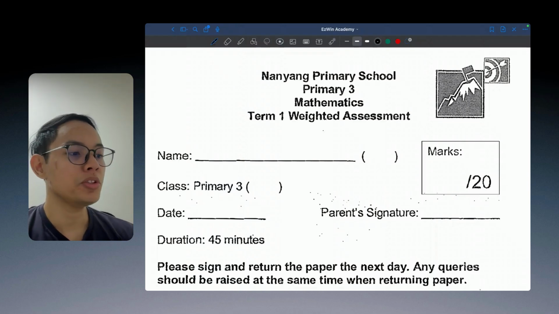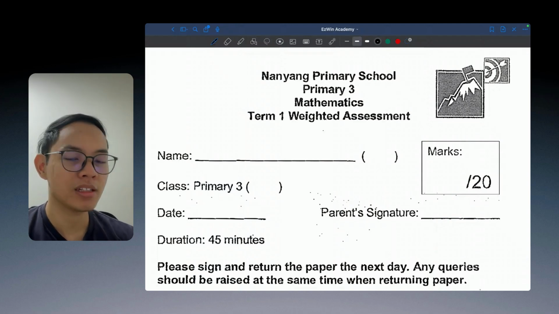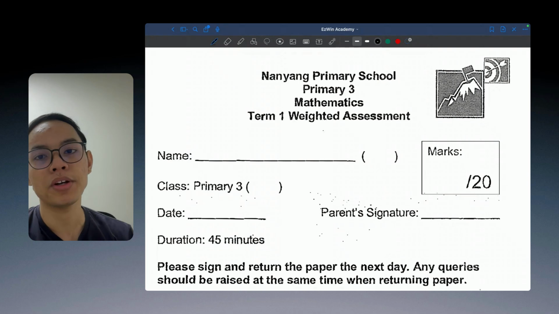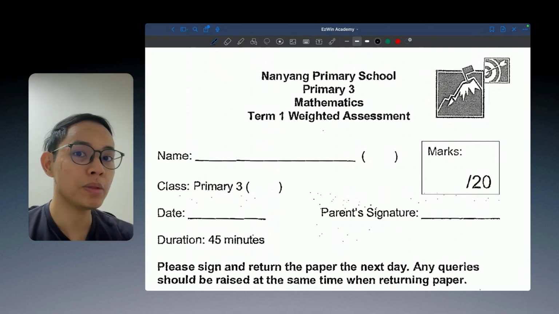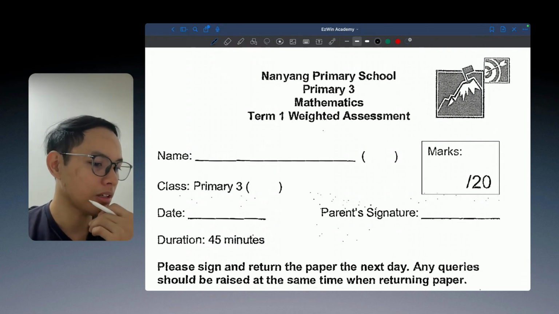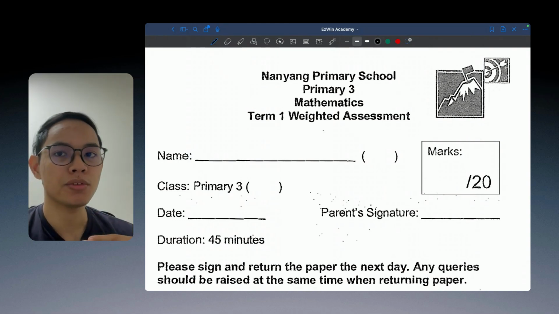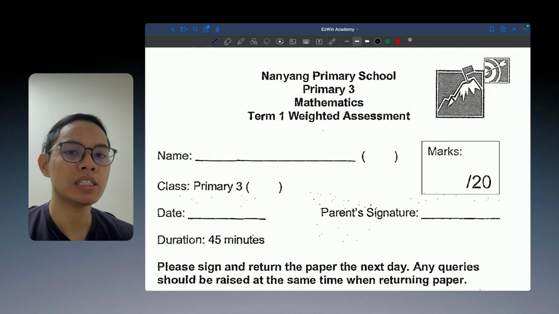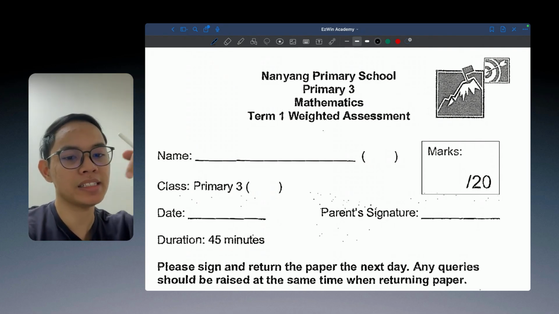So in this video, I'm going to share on Nanyang Primary School Primary 3 Mathematics Term 1 weighted assessment. So this will be a very good revision for you to do before the weighted assessment. There's two ways that you can go through this video. Number one is that you can go through this on your own. The link of this math exam is in the description.